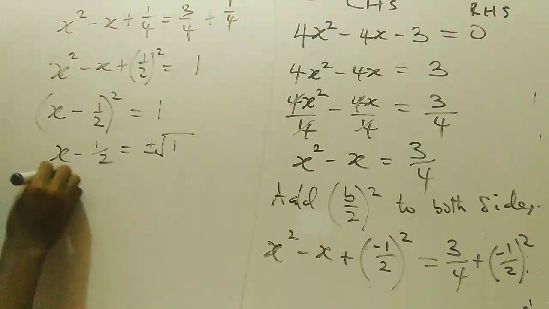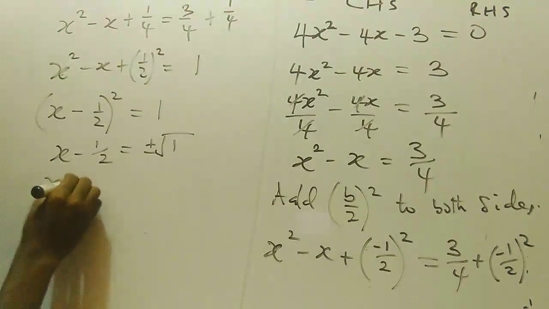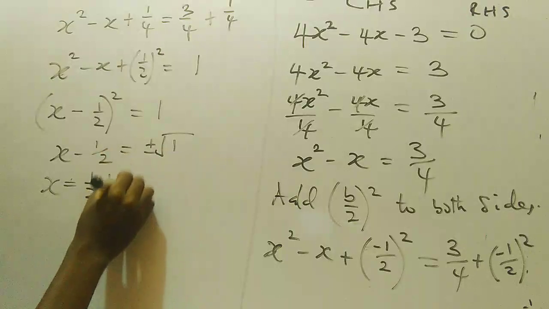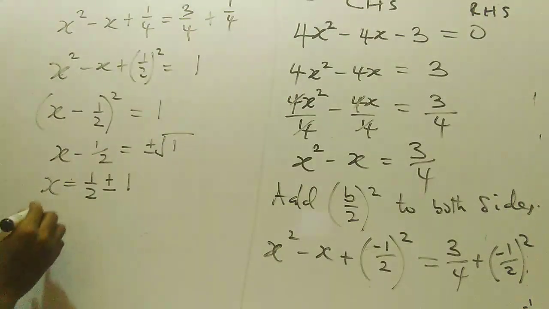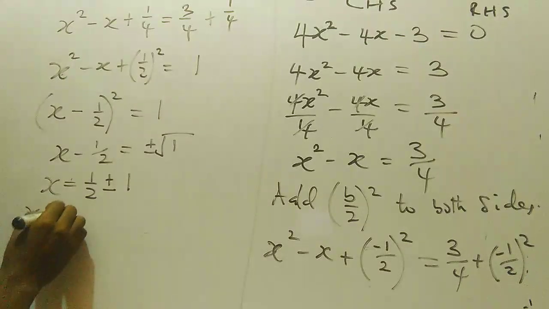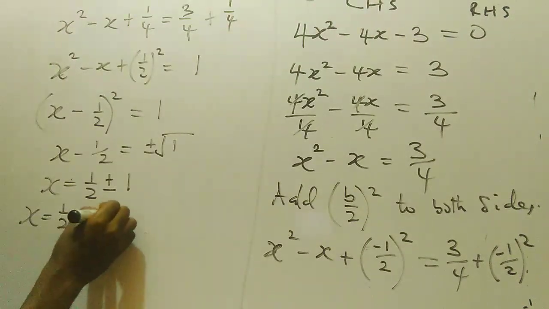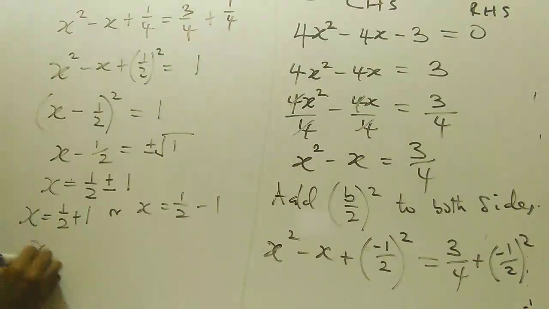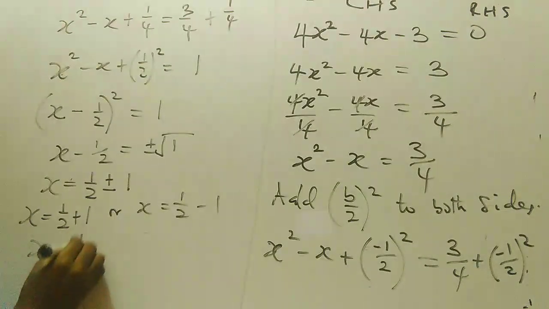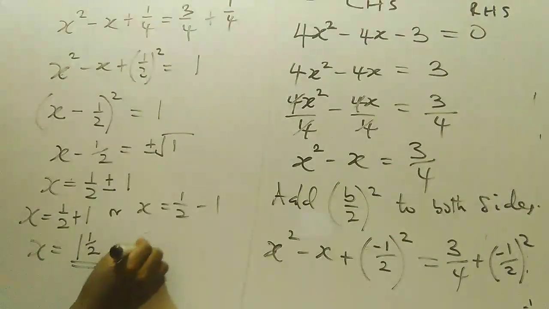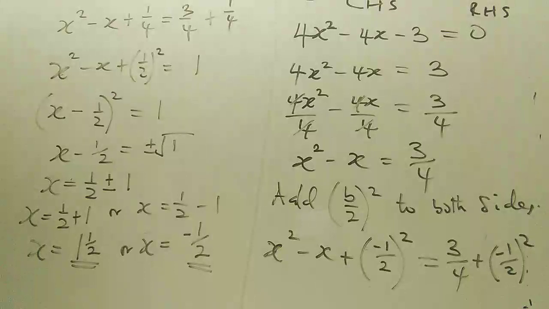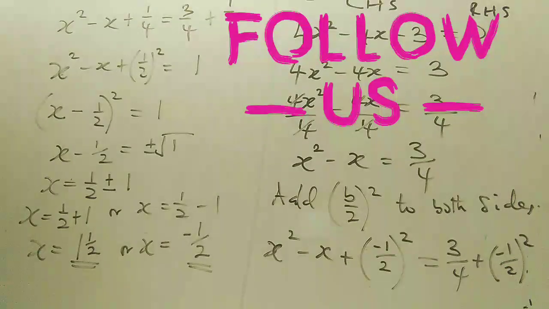Okay? And we know that if I take this minus half down here, it becomes 1 over 2 plus or minus square root of 1, which is 1. Okay? So which means that our value for x is 1 over 2 plus 1, or x equal to 1 over 2 minus 1. So our final answer is that x is equal to 1 whole number 1 over 2, or x is equal to minus half. So this is the solution, and this is how to apply the completing the square method to solving a problem.